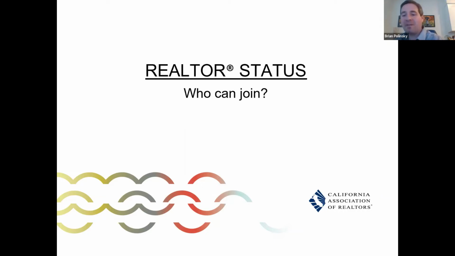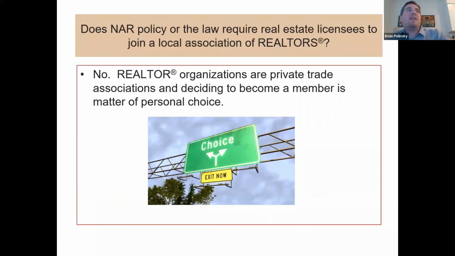All right. Do we want to move on to the next section now? Ready. All right. So next thing I want to talk about, realtor status. Who can actually join the association as a realtor? So first question, does NAR policy or the law require real estate licensees to join a local association of realtors? And the answer to that, of course, is no.